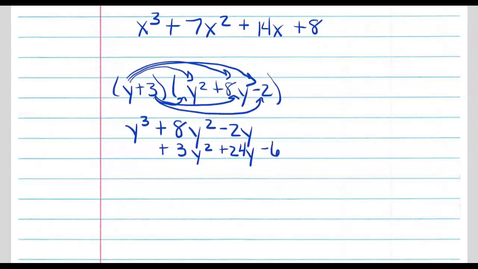And I can just add all of this together, which would be y to the third plus 11y squared plus 22y minus 6. So it's just another way of thinking about how you can write the problem, especially if you write really big or if you don't have enough room, you can write it vertically.